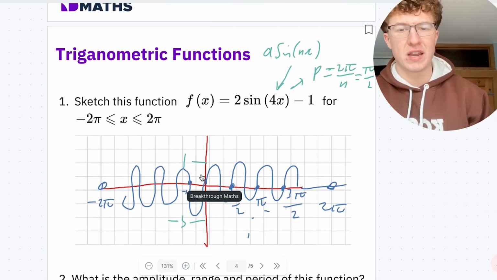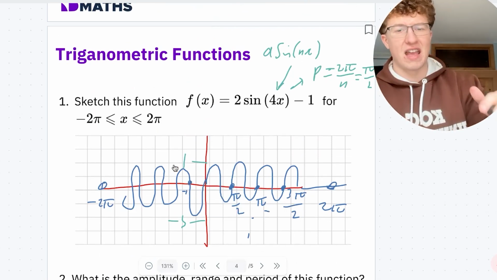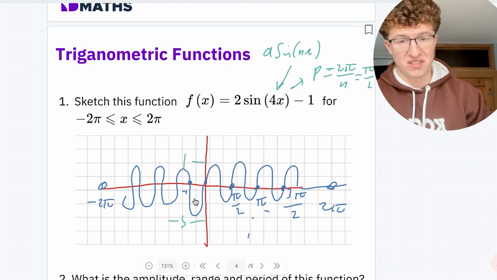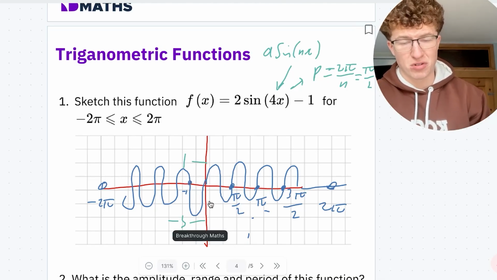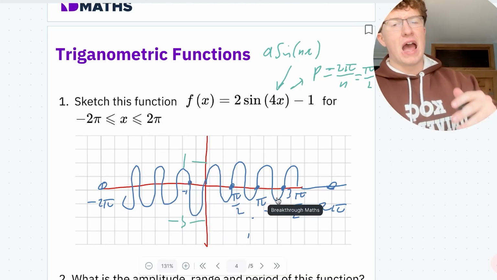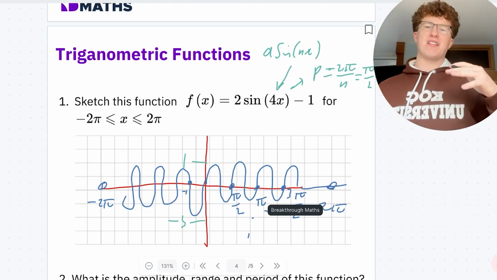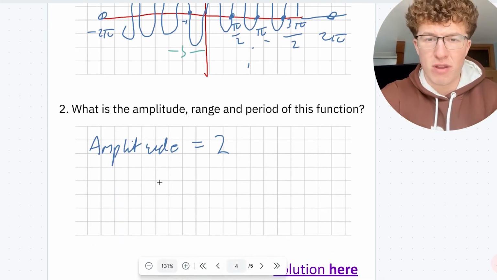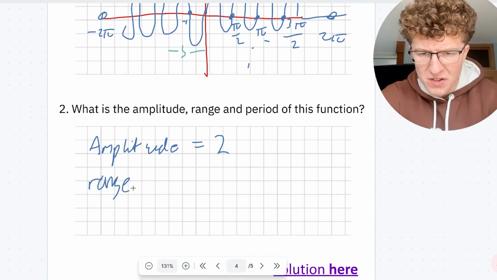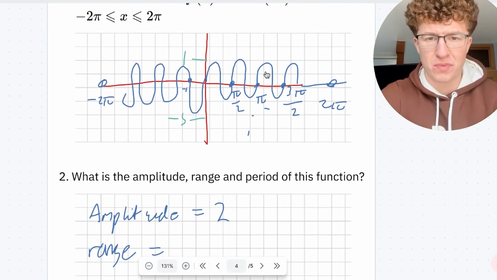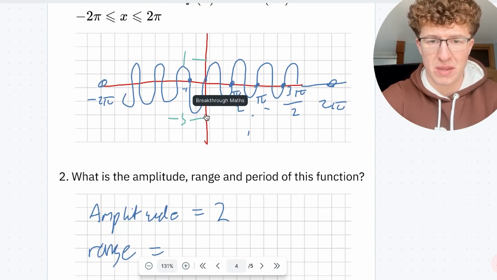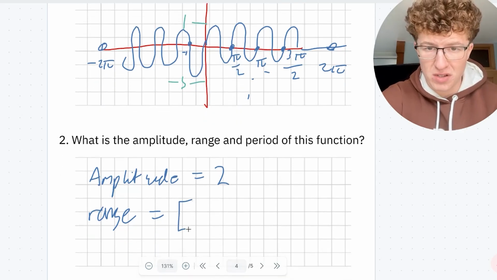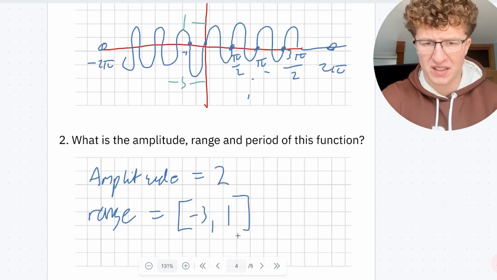See, the neutral point here isn't at the origin, or isn't at the x equals 0. Y equals 0, I should say. It's between 1 and minus 3. So it's going to be at minus 1. And relative to minus 1, the graph will go 2 above and below. That's how you know what the amplitude is. The range then is just the biggest and smallest value on the y-axis. So we know it's just going to be 1 and minus 3. So the range is going to be minus 3 and 1, like this.